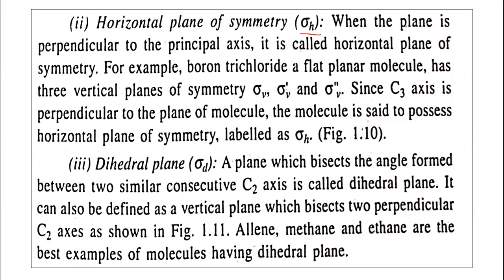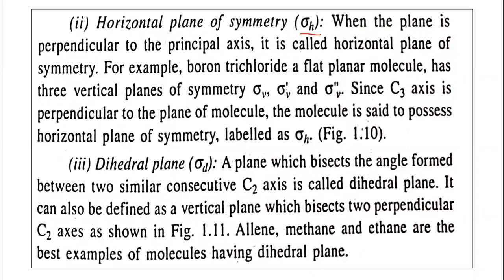A plane that bisects the angle formed between two similar consecutive C2 axes is called a dihedral plane. It means that the molecule has two C2 axes which are perpendicular to each other, and the plane passing in between those two C2 axes divides the molecule into two parts, where one part is the mirror image of the other part.